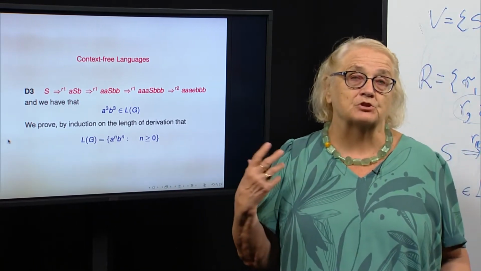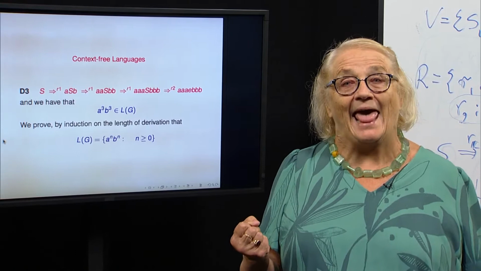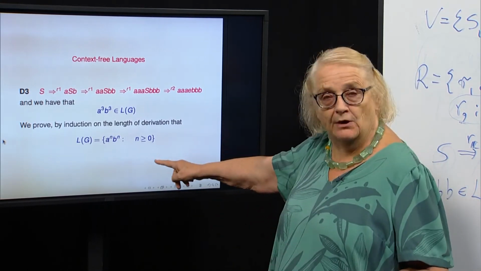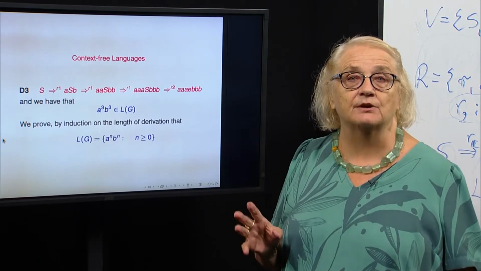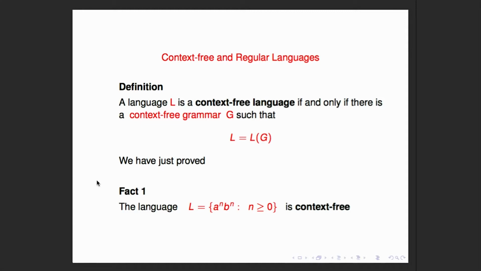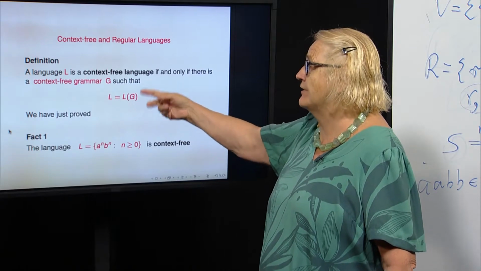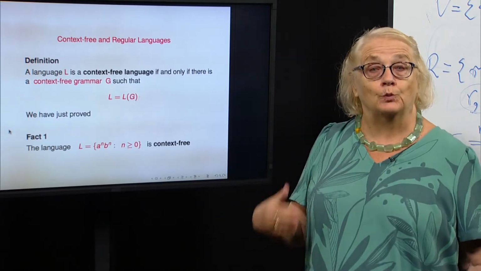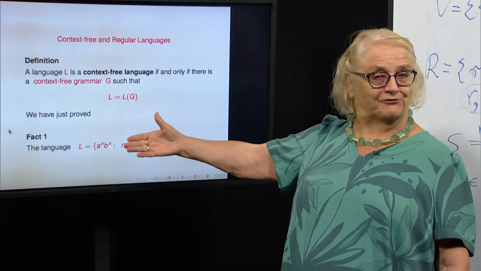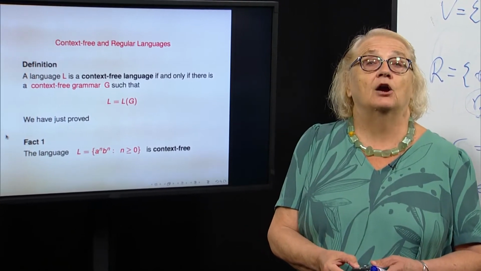So that is a simple context-free grammar which generated a language which, as we know, is not regular. There is a new definition: we say that a language is a context-free language if and only if there is a context-free grammar that generates L. So we just proved our first fact that the language A^n B^n is context-free.